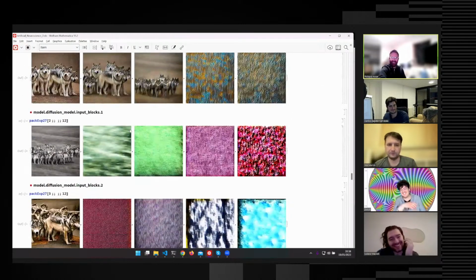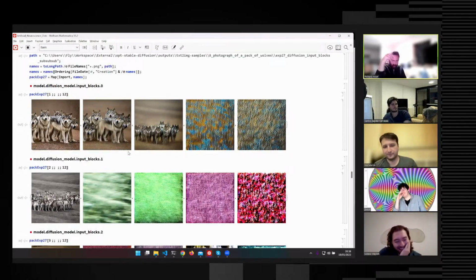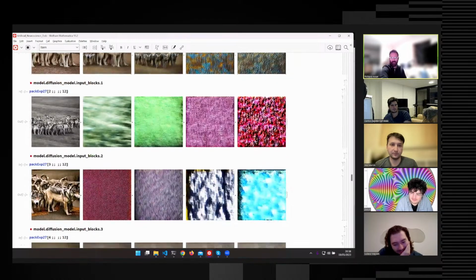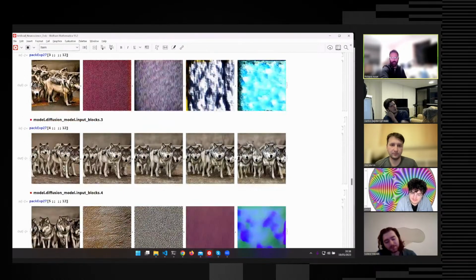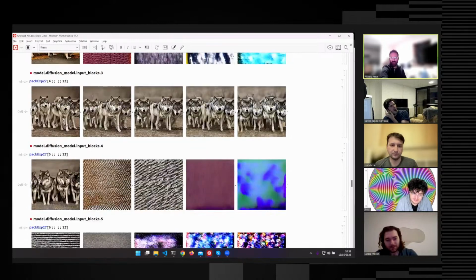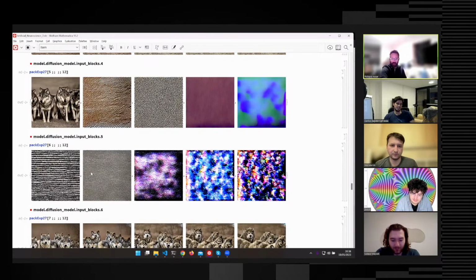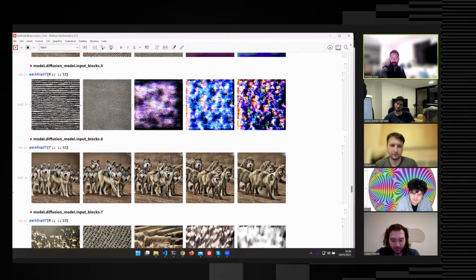Going down further, input blocks has these submodules, and they're numbered 0 to 11. So let's look at those. We get this, we get that. This one is strangely subtle. Here, video feedback type things. This is kind of colorful. The wolves go a bit strange, like they're missing heads and stuff.